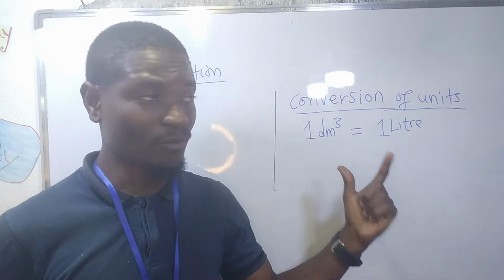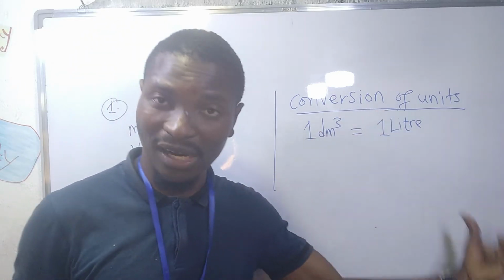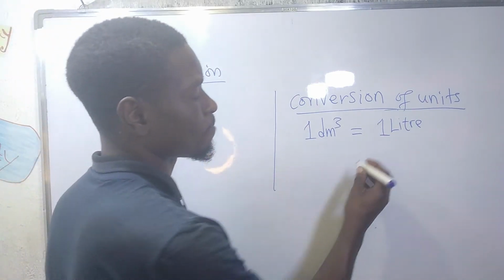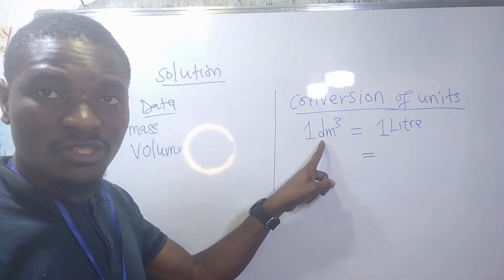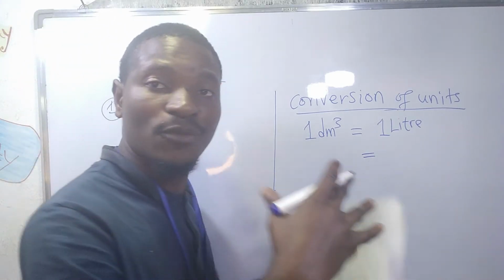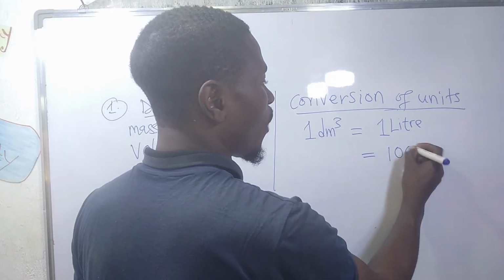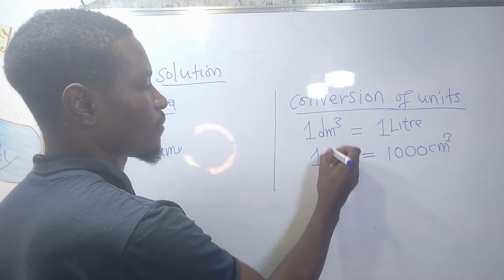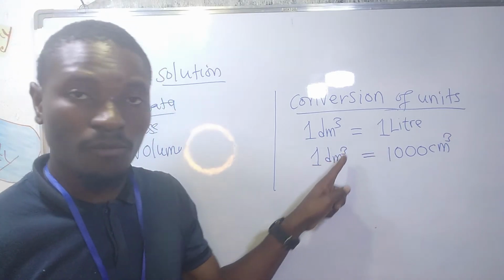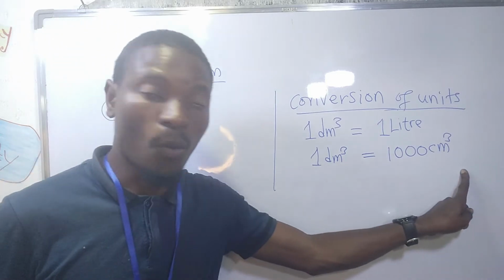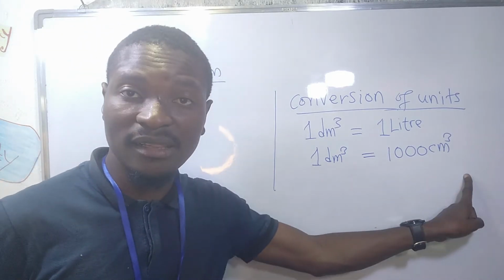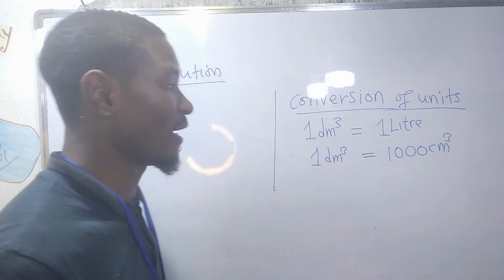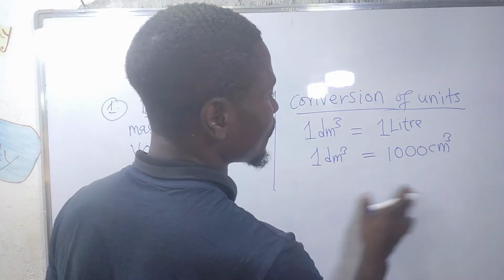1 liter. So 1 cubic decimeter is the same as 1 liter. 5 cubic decimeters is the same as 5 liters. Now 1 cubic decimeter, in terms of centimeters, is going to be 1,000. So 1 cubic decimeter equals 1,000 cubic centimeters.